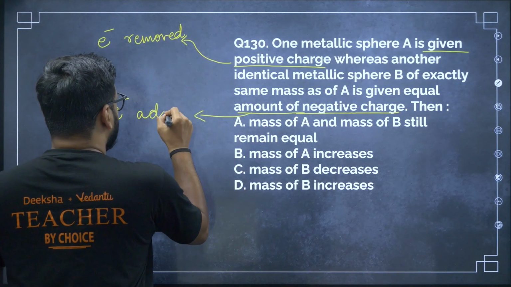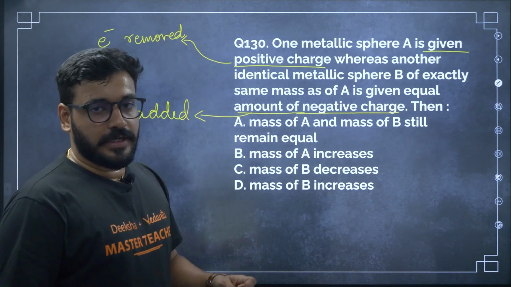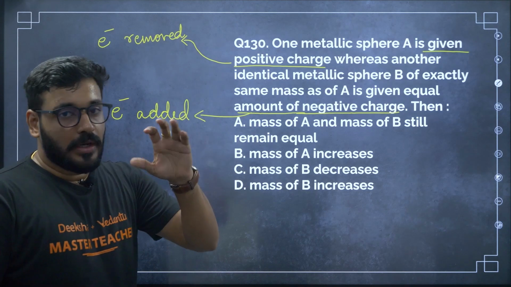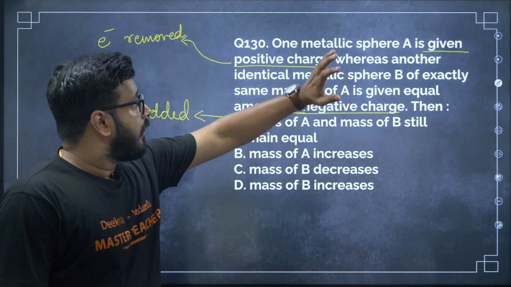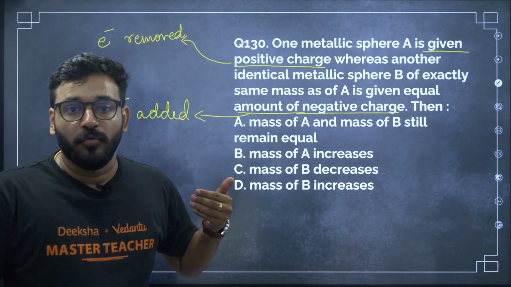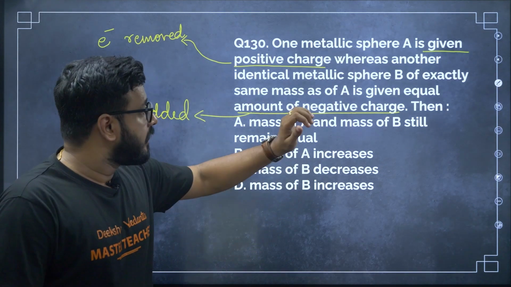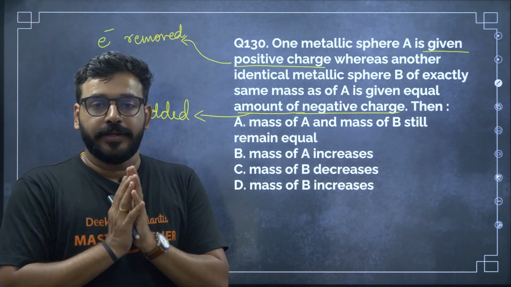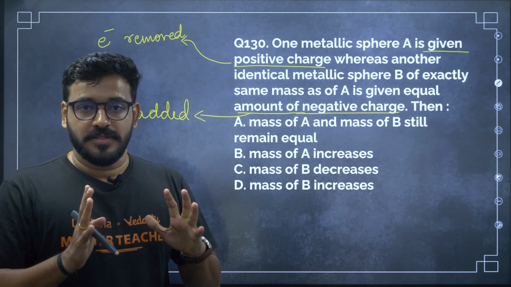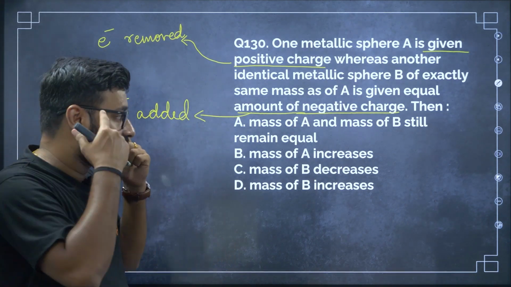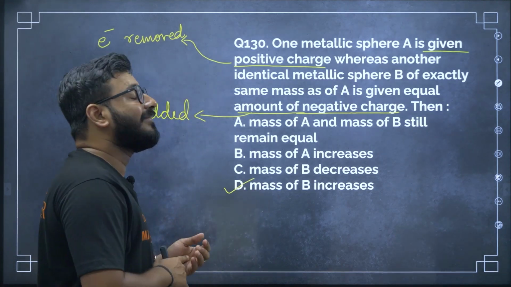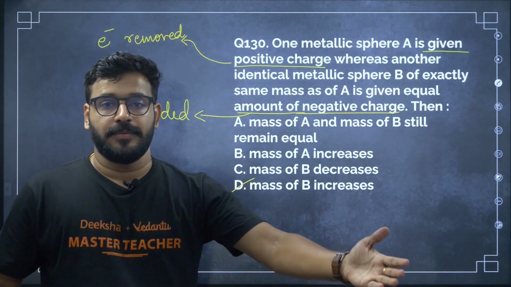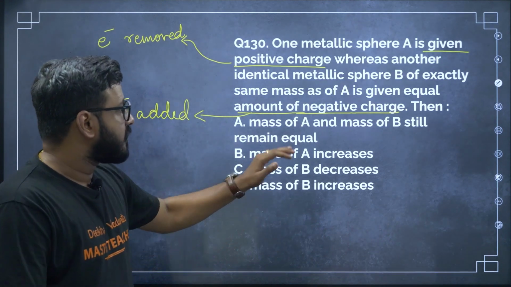So how does an object become positive? Electrons are removed. How does it become negative? Electrons are added. Now think logically. Metallic sphere A has electrons removed, so it is positively charged. Sphere B has electrons added. Even though it is a minute quantity, who will have a greater mass? Yes, the mass of B will increase, because electrons are added into the body.